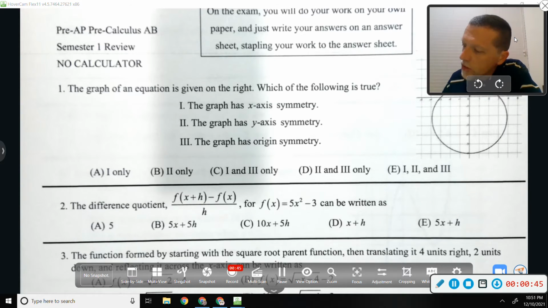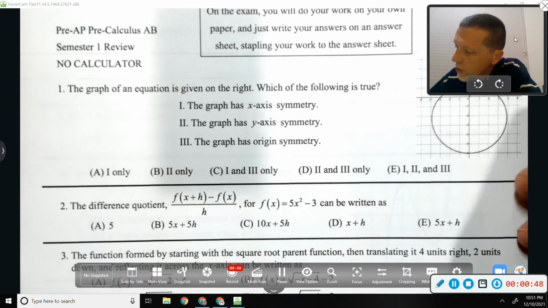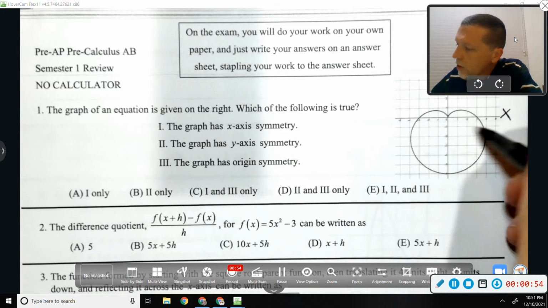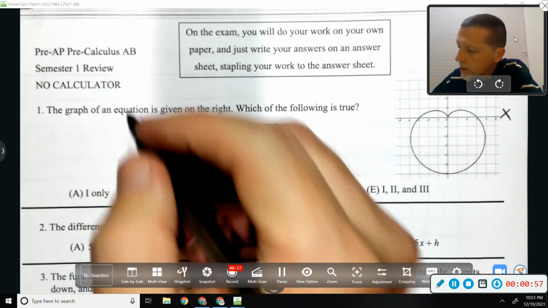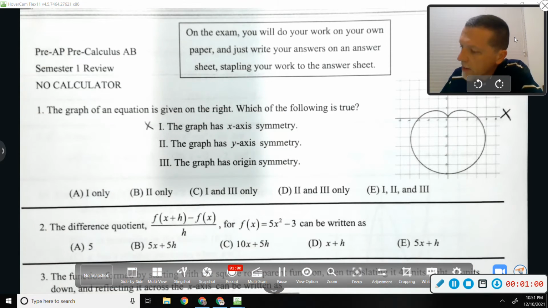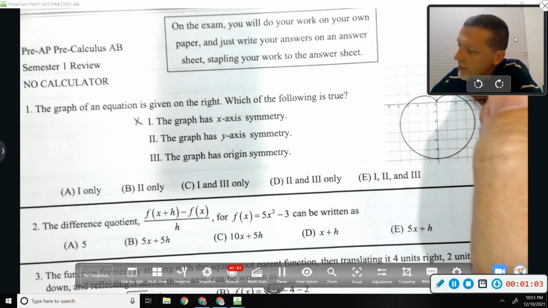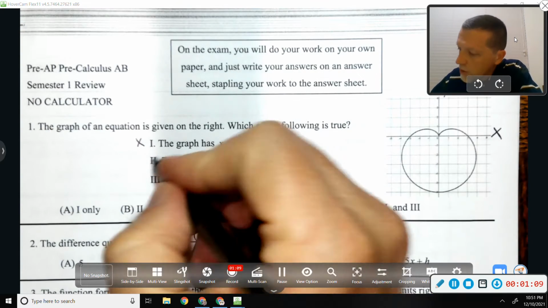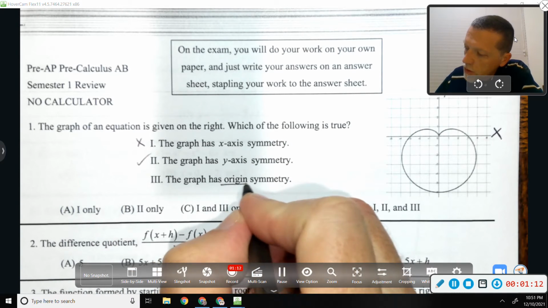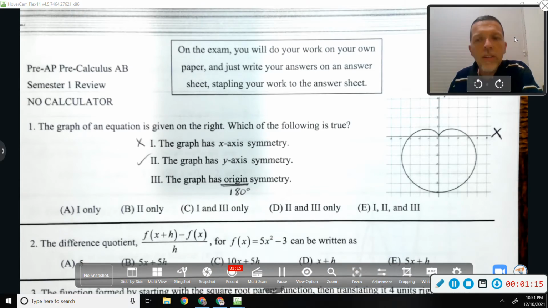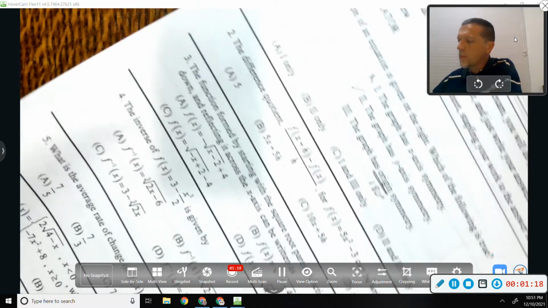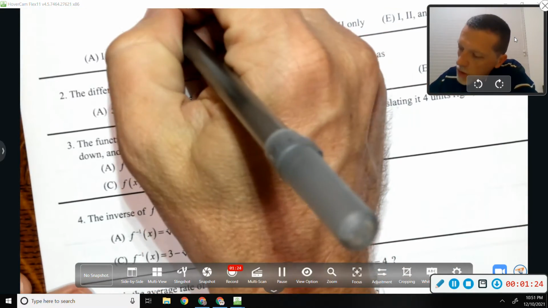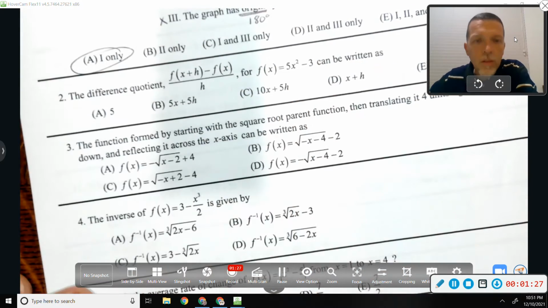Number one, the graph of an equation is given on the right. Which of the following is true? X-axis symmetry. Well, there's the x-axis. If I fold it on the x-axis, it does not copy onto itself, so that's a no. Y-axis symmetry. If I folded it on the y-axis, it would copy onto itself, so that one's true. Origin, remember origin means 180 degrees. If you rotated it 180 degrees, it would look the same. No, that one would not look the same. It would be upside down. So 3's out. So just 1 only.